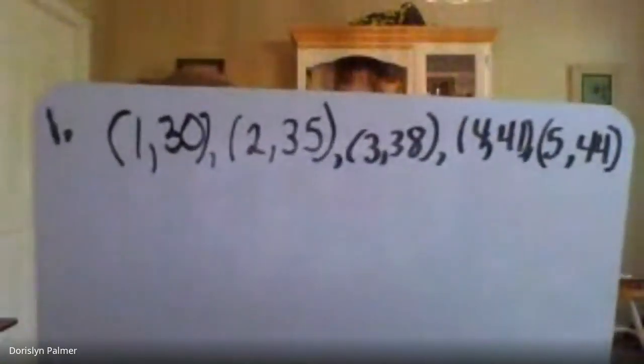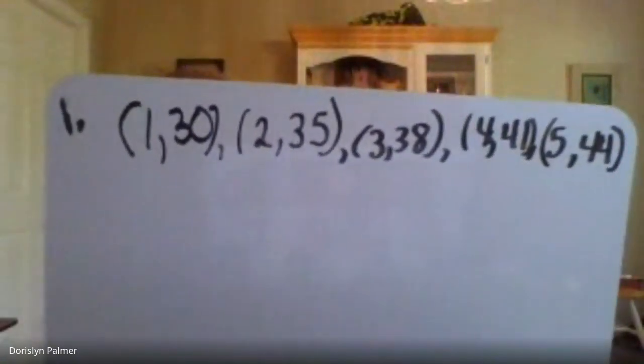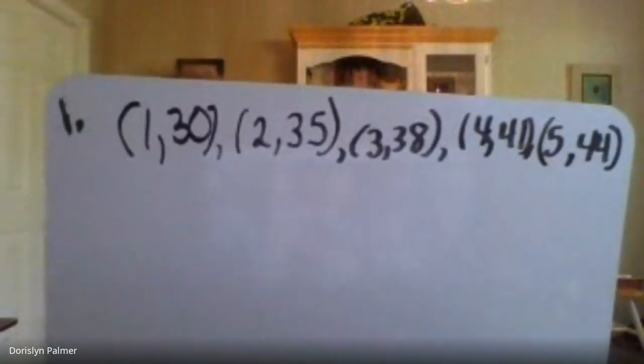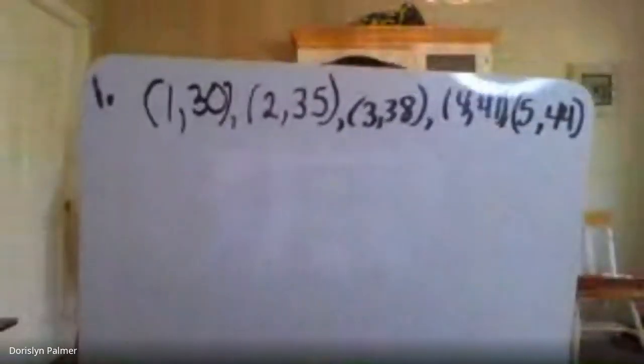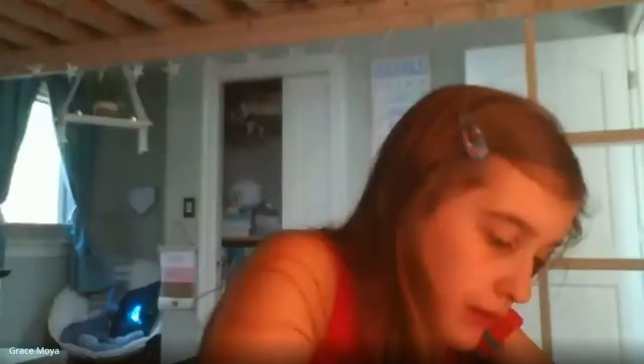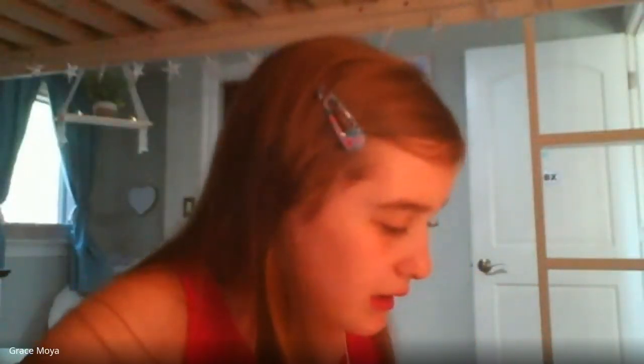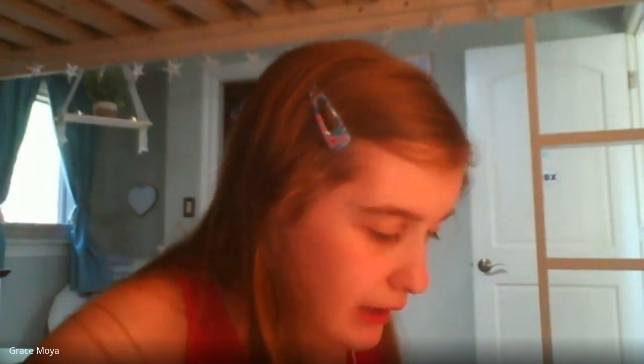Okay, number 2 says, what does the ordered pair 3, 38 tell you about Ryan's age and height? So, Grace, what does that tell you? That tells me that at 3 years old, he was 38 inches. Yes, good. So number 2, we're going to say that. At 3 years old, Ryan was 38 inches.